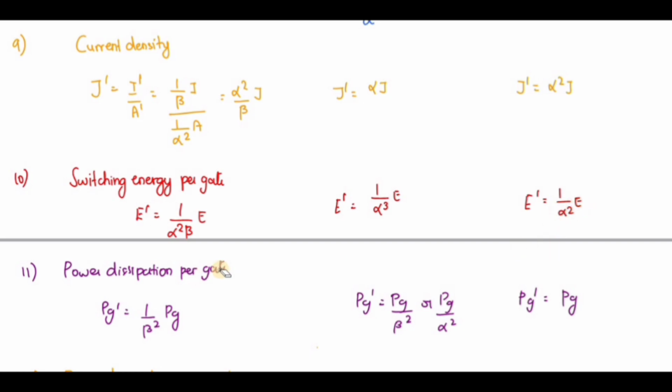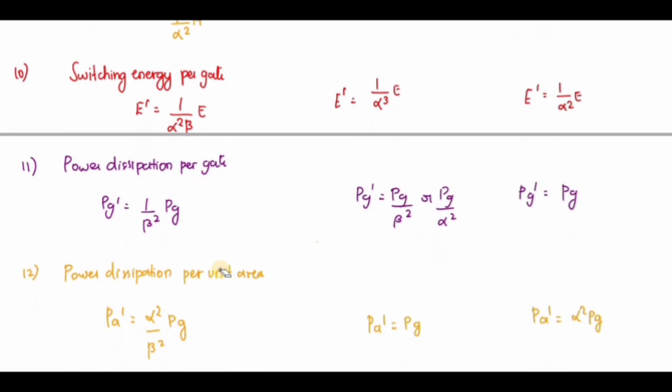Next, power dissipation per gate. So PG bar is equal to 1 divided by beta squared into PG. Here you can substitute beta equal to alpha. So PG bar is equal to PG divided by alpha squared. And PG bar is equal to PG for the constant voltage scaling.